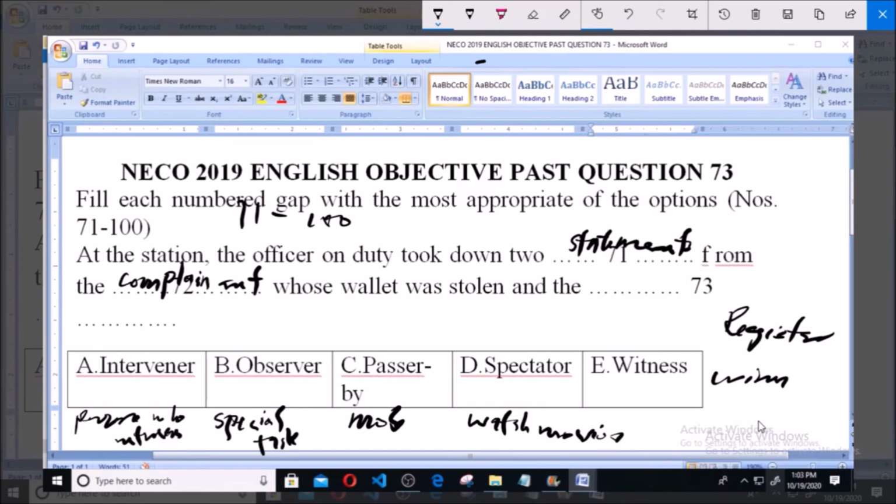When we talk of a case as related to this, they always call on a witness. Witness simply means an eyewitness, somebody who was there when the incident happened. So we can now say that at the station the officer on duty took down two statements from the complainant whose wallet was stolen and the witness.